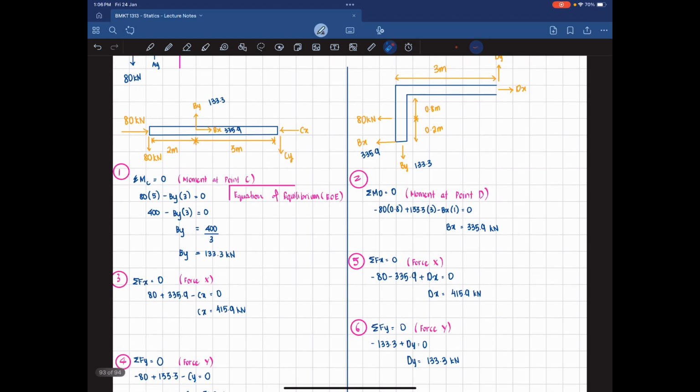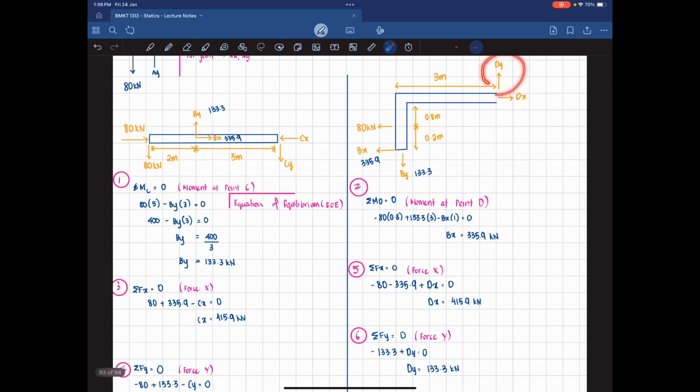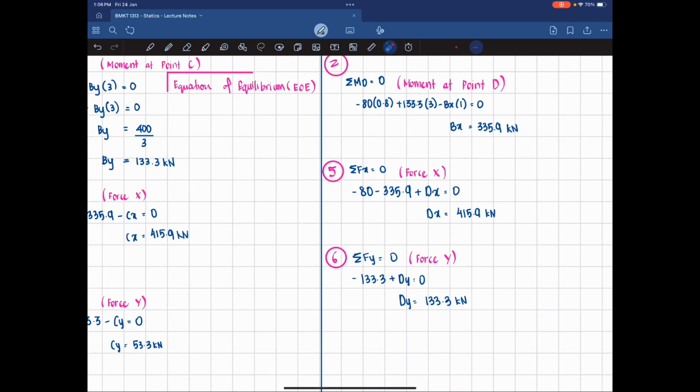For the sum of Fy, to find Dy, let's look at all the forces we have. We just have two, which is By and Dy. We already have the answer for By, which is 133.3 kilonewton. By is negative since it's going down on the y-axis. So the equation will be negative 133.3 plus Dy. When you move negative 133.3 from this side of the equals to that side, it will become positive. So we'll get the answer for Dy, which is 133.3 kilonewton.